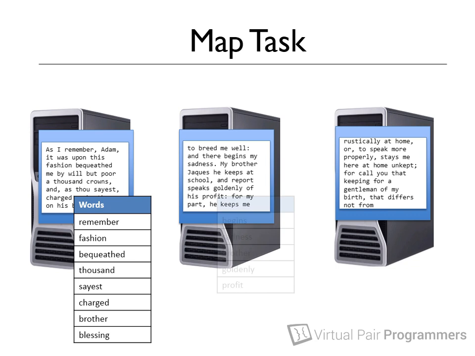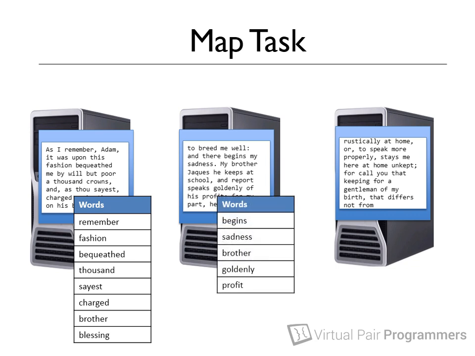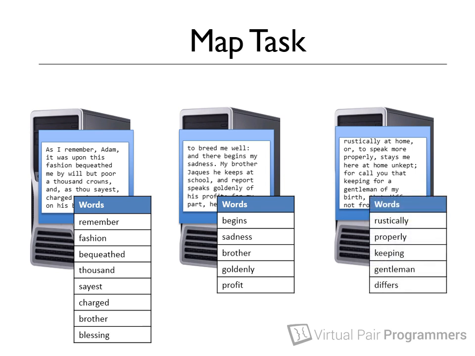We'll output a list of those words. The next computer will look at the second line and find words such as begins, sadness and brother, and the third computer will look at the third line, and so on. When the map process has finished, each of the computers will have analysed the text that it has and produced a list of all the words where there are 7 or more letters. For now, each map task will output an array list of strings.